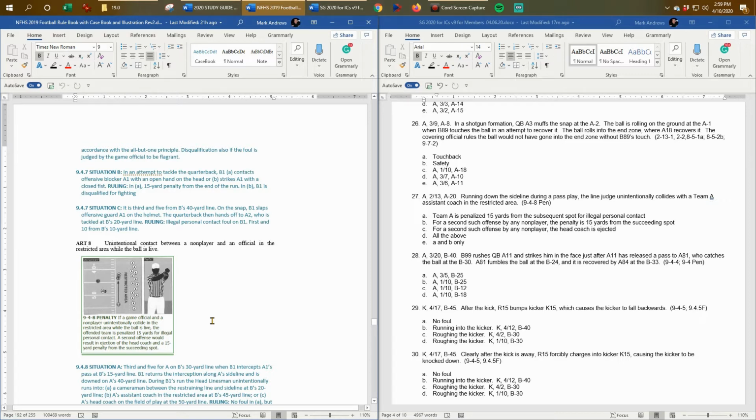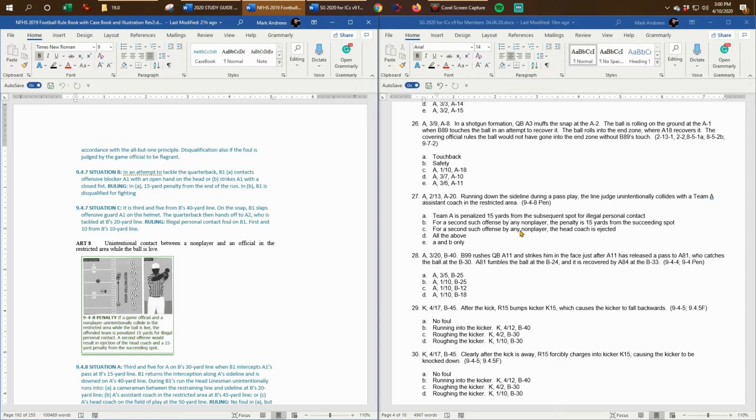A second offense would result in the ejection of the head coach and a 15-yard penalty from the succeeding spot. And if you read these, that's exactly what he's listed. Okay, so this is a huge deal, guys, right? I mean, 2 of these and your head coach is ejected.